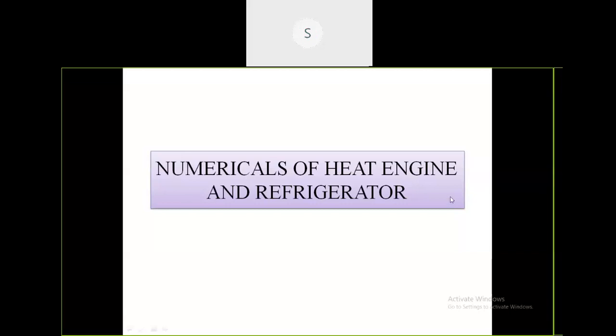So we will start. Today we are going to see numericals based on heat engines and refrigerators. If you are able, you can take a notebook and note down these numericals. We will discuss them here. I will give you some exercises and this PPT right after our lecture, so you can solve those examples and revise them.